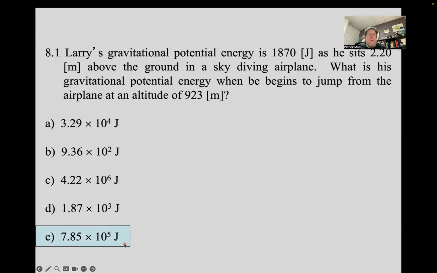All right, so the answer was E, a little bit of rounding to get to 7.85 times 10 to the fifth joules. So the initial gravitational potential energy relative to a height of 2.2 meters lets you work out what mg is. It's the same mg when the person is up in the airplane. So you just multiply that by 923 and it'll come out to that 785,000 joules. And then as the person falls, that gravitational potential energy is going to become kinetic energy.